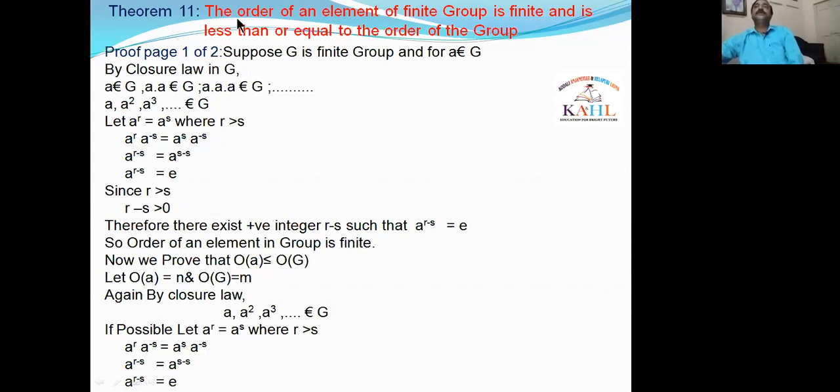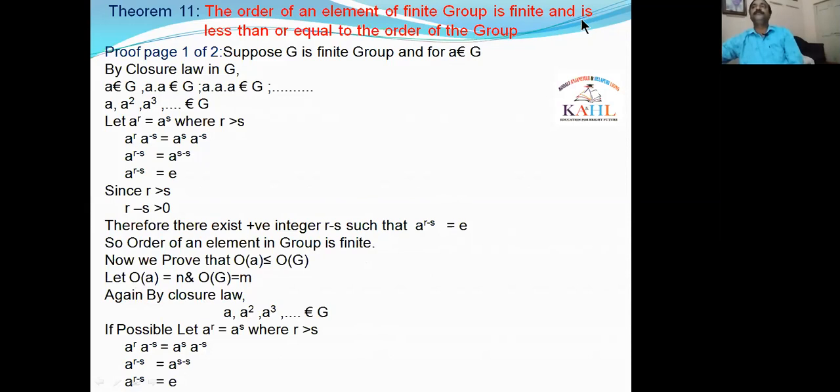So the first one was proven. That means the order of an element of a finite group is finite. We have taken a finite group G and an element A, and that element's order is finite. Okay, next we prove that.